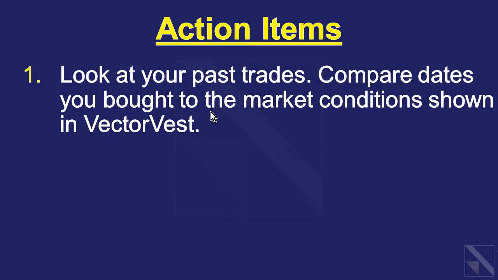All right, so that brings us to what you should do right now. Let's look at our action items. Number 1, go back and look at your past trades and actually compare the dates that you bought those stocks to what the market conditions were in VectorVest, what we were saying the market conditions were in the VectorVest product. Let me show you how to do that. So I'm going to go back into VectorVest.